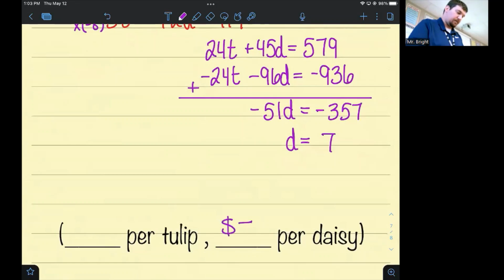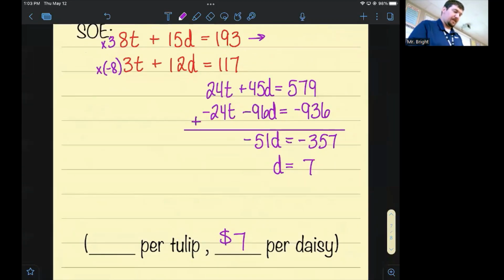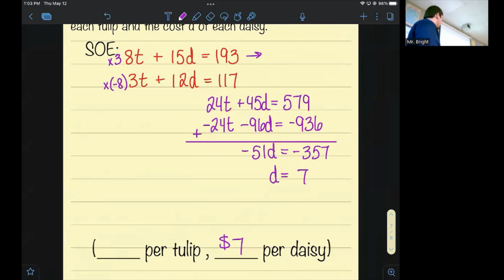$7 per daisy. Now that we know that D is 7, we can go into either of these equations in the red, or we could even use the ones in purple. I would avoid the purple ones because we made those bigger than they needed to be, just so we could get the T's to eliminate. And so it'd probably be easier to use the bottom equation in red.